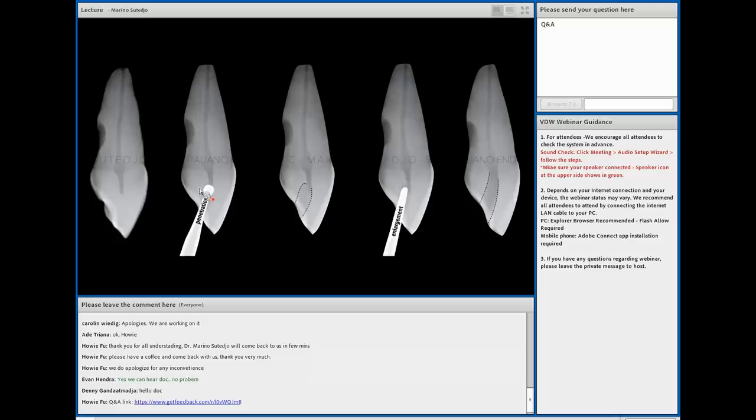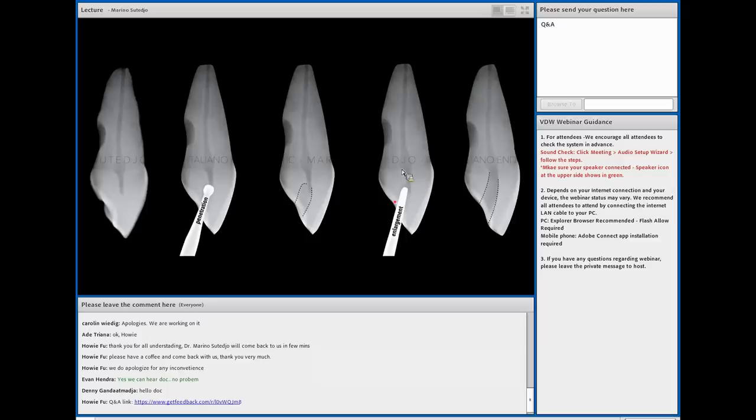So we should start from our penetration. Of course, we need to use our round bur to create the penetration, starting from the entry point that we have discussed before. After we reach the pulp chamber, don't forget this is the midpoint of the line A.